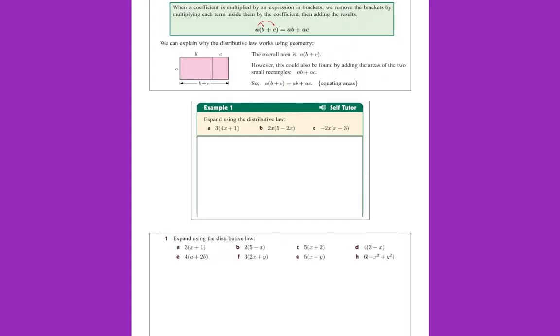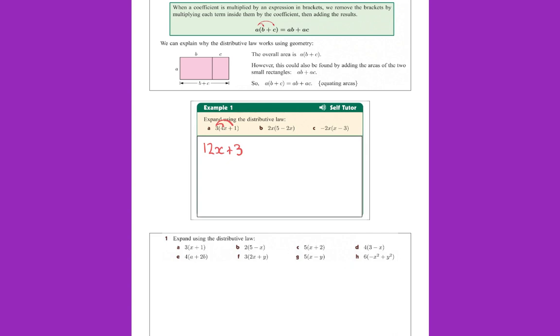Let's take a look at what's called the distributive law. And this basically means expanding expressions. That's all we're doing. So to expand an expression, I put my pencil on the first number and I draw an arrow to the first number in the brackets and I multiply. So 3 lots of 4x gives me 12x. Pencil back on the first number, arrow to the second number in the brackets, 3 lots of 1 gives me 3, and that's my answer.